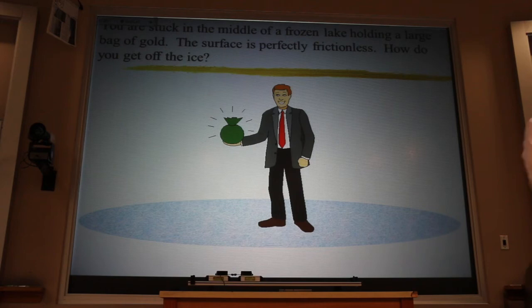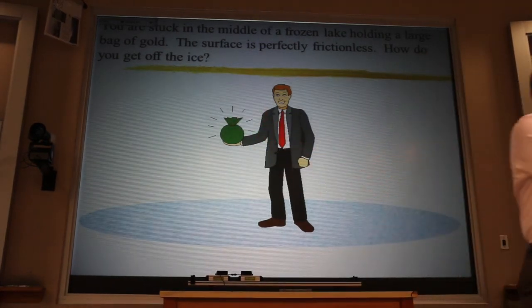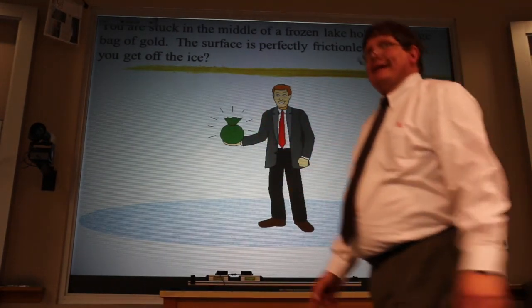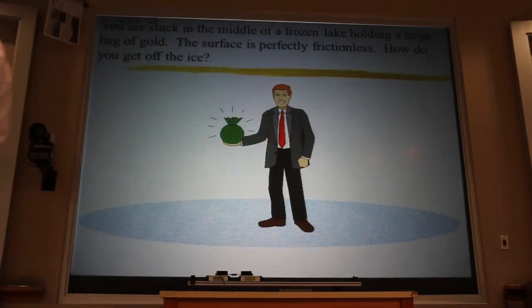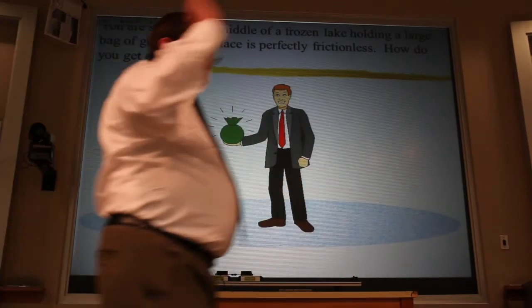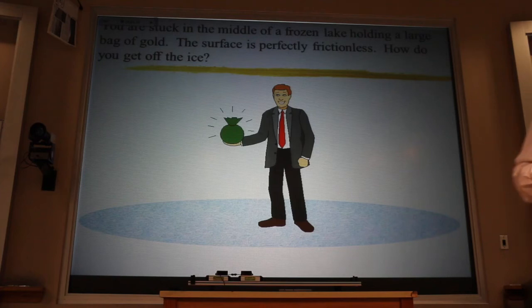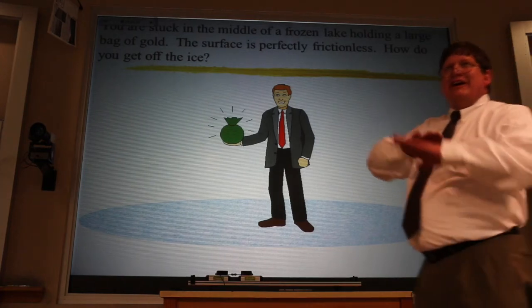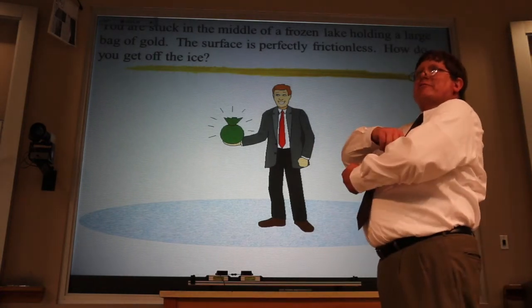Throw the money. Take the money and throw it this way. You'll go the other way. You just got X'd out of business school. If you let go of the money, you're not worthy. Okay, so let's see how you could get off of this pond of ice without letting go of the money.